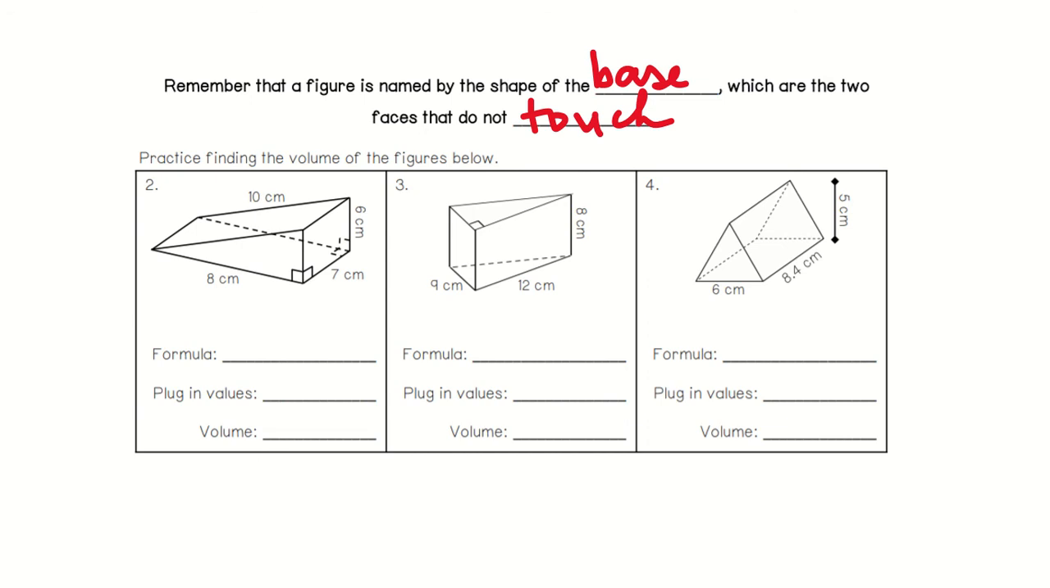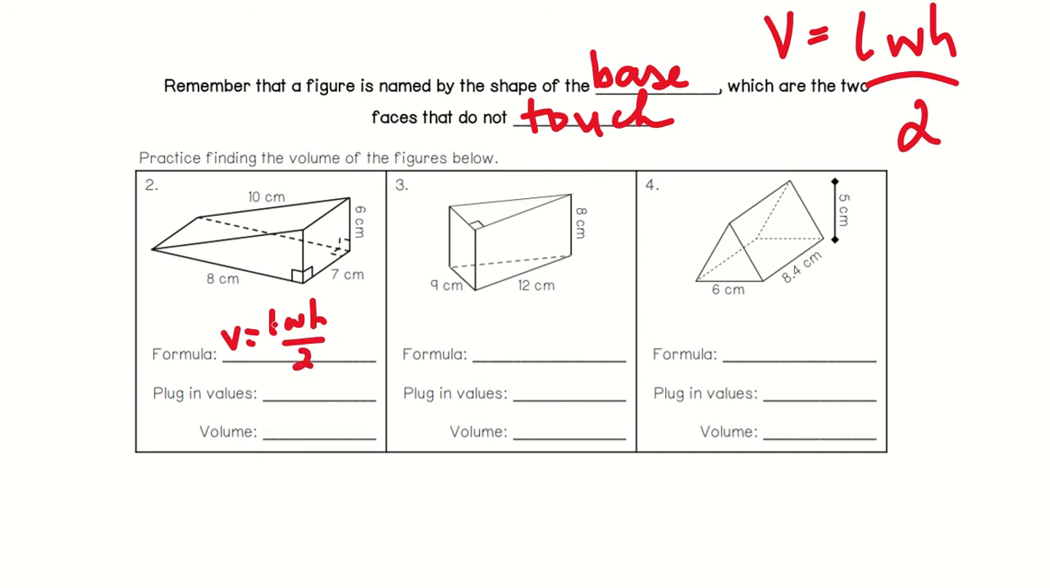All right. That's how we identify the bases, kind of what I was talking about, right? The two sides that do not touch. Either way, we are using this formula since we're going to practice doing volume. We're going to do length times width times height divided by 2. I don't have a lot of room here, so volume equals length times width times height divided by 2. Okay.